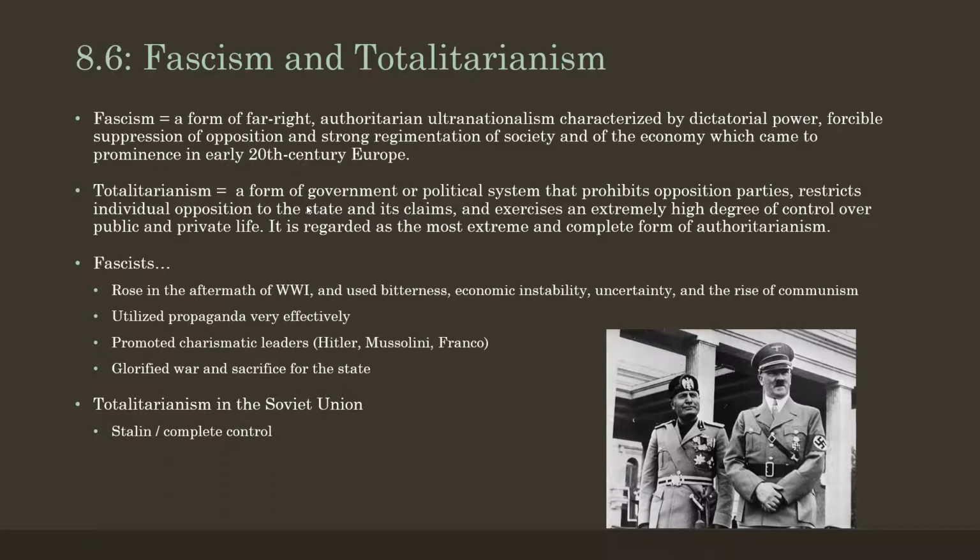Totalitarianism, as I mentioned, the AP curriculum kind of places that in the Soviet Union, but totalitarianism can be seen elsewhere. And indeed, the Nazi state is a totalitarian state. Fascist Italy is a totalitarian state. Japan is a totalitarian state during the 1940s. In the Soviet Union, Stalin is exerting complete control over politics and the economy and social life. He's purging his political rivals. He's liquidating the kulaks, which is the landowning class.